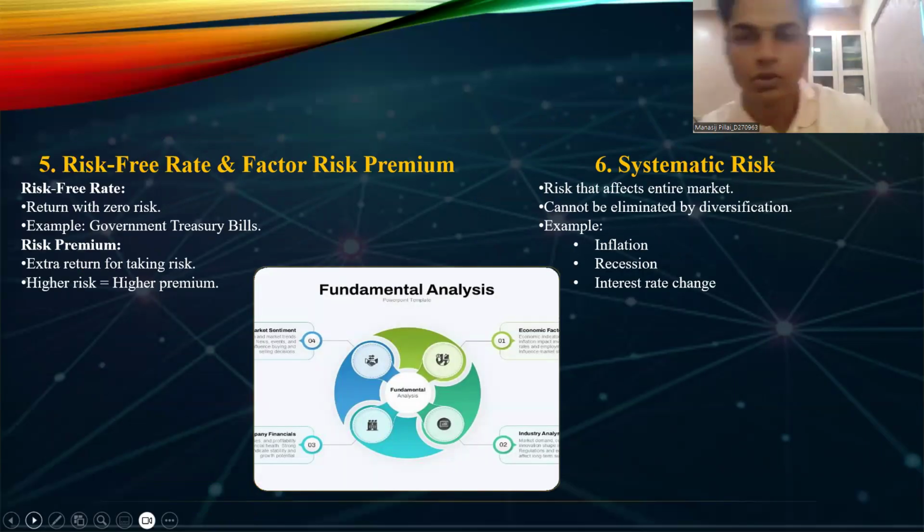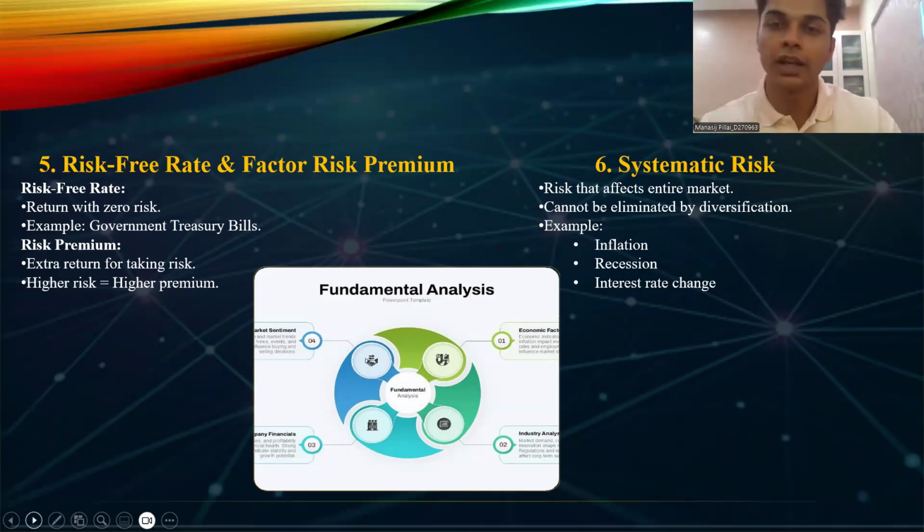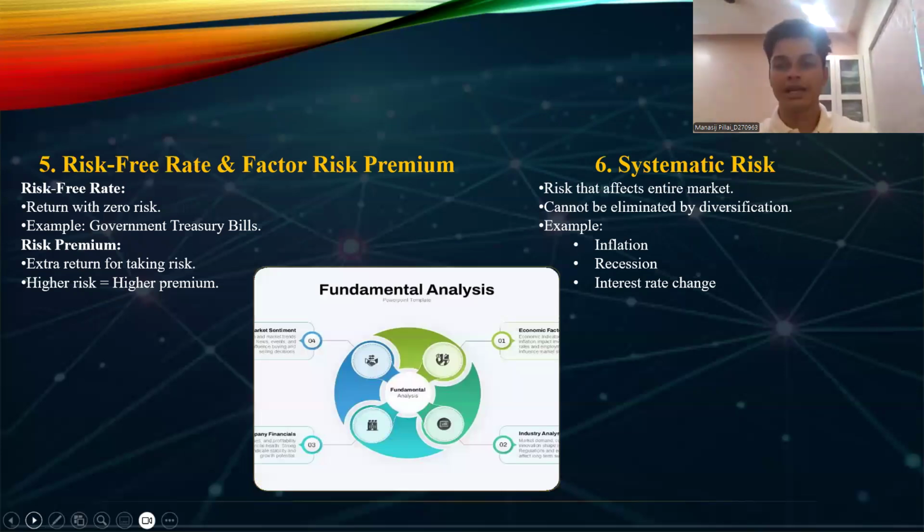So I am Manasij and I will go with point number 5, that is risk-free rate and factor risk premium. So basically, risk-free rate is where the baseline return has no risk, and this usually comes from government securities and treasury bills. And this serves as a foundation for the APT calculation.